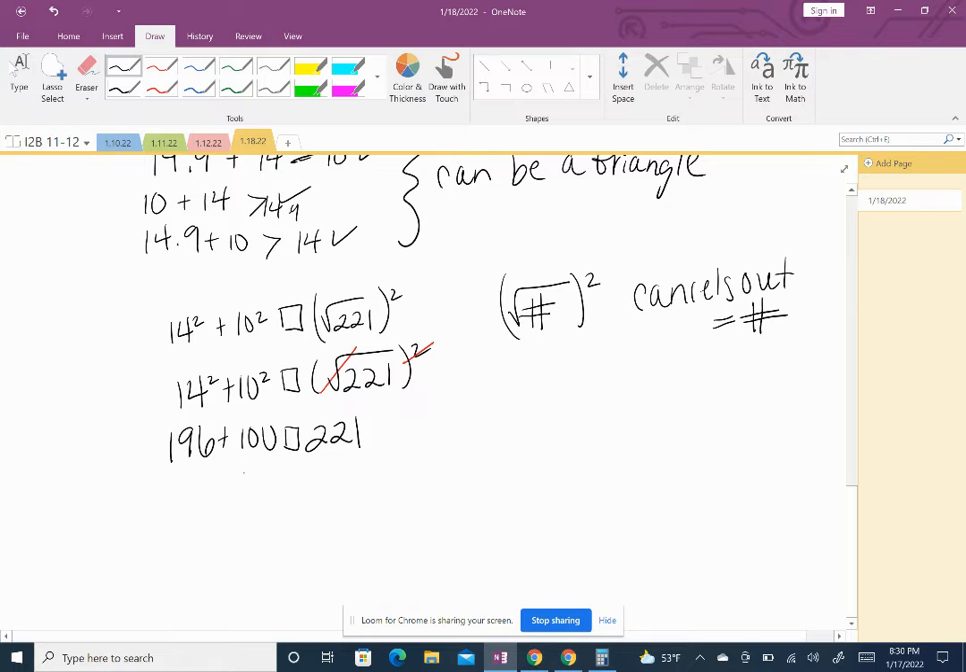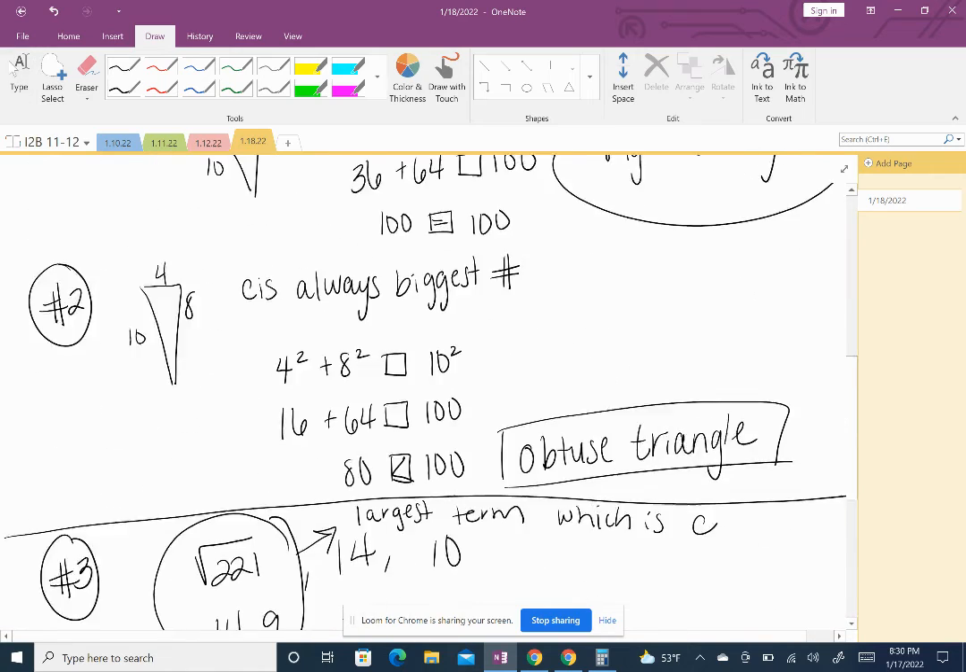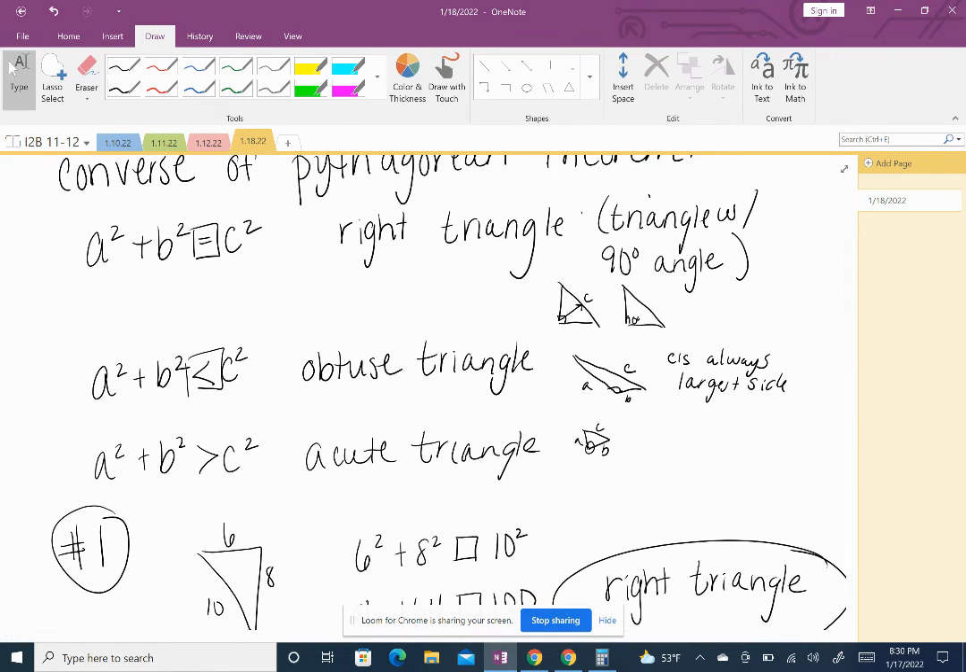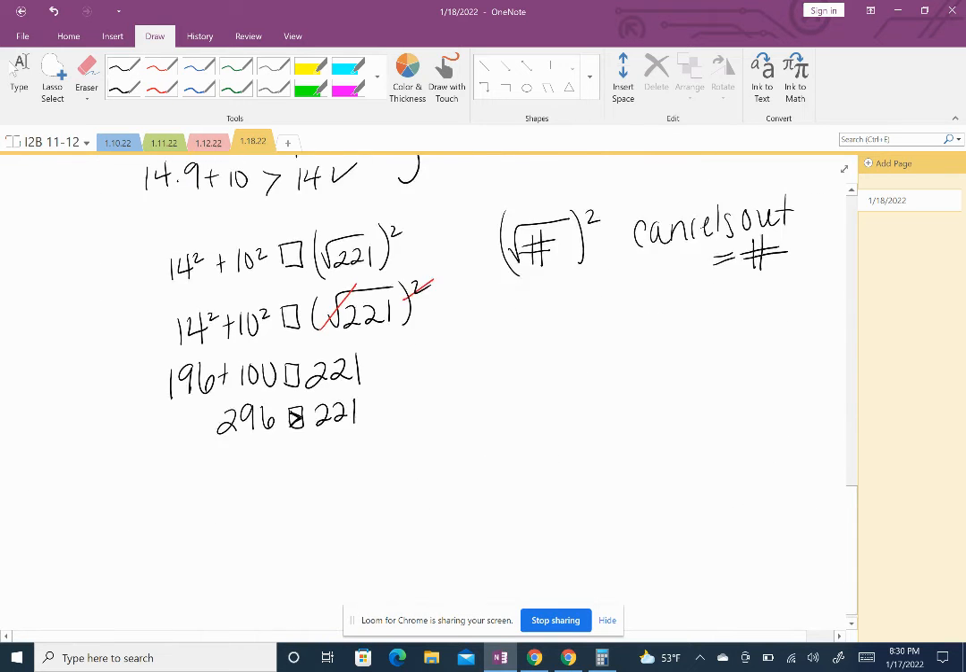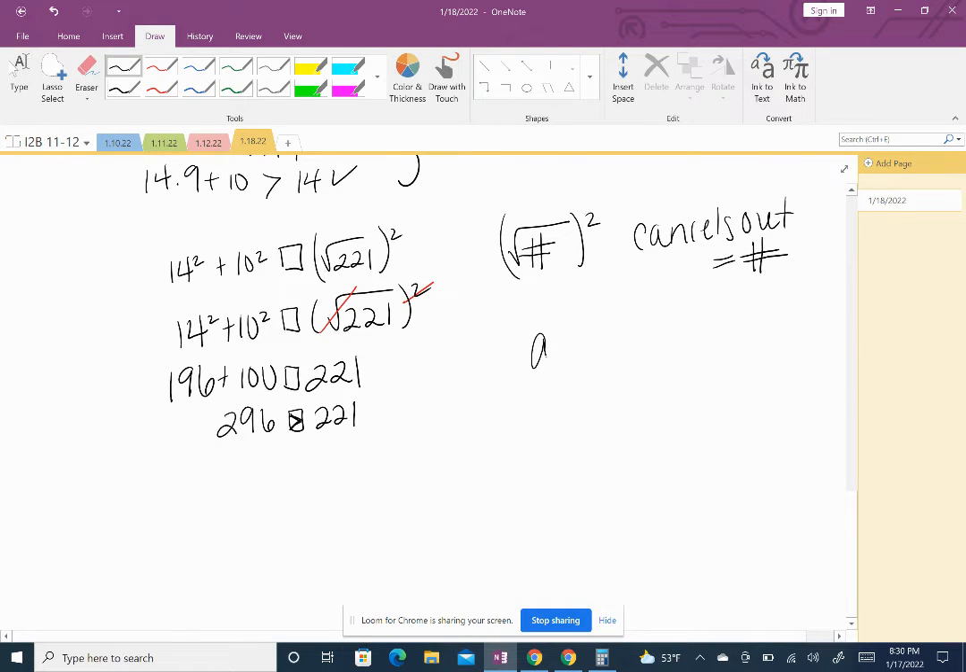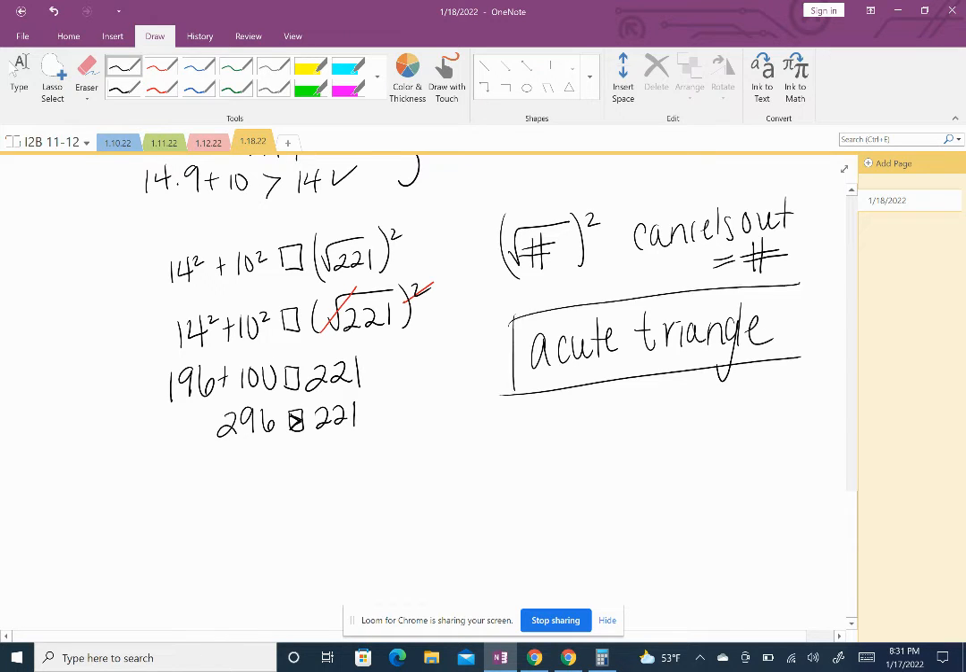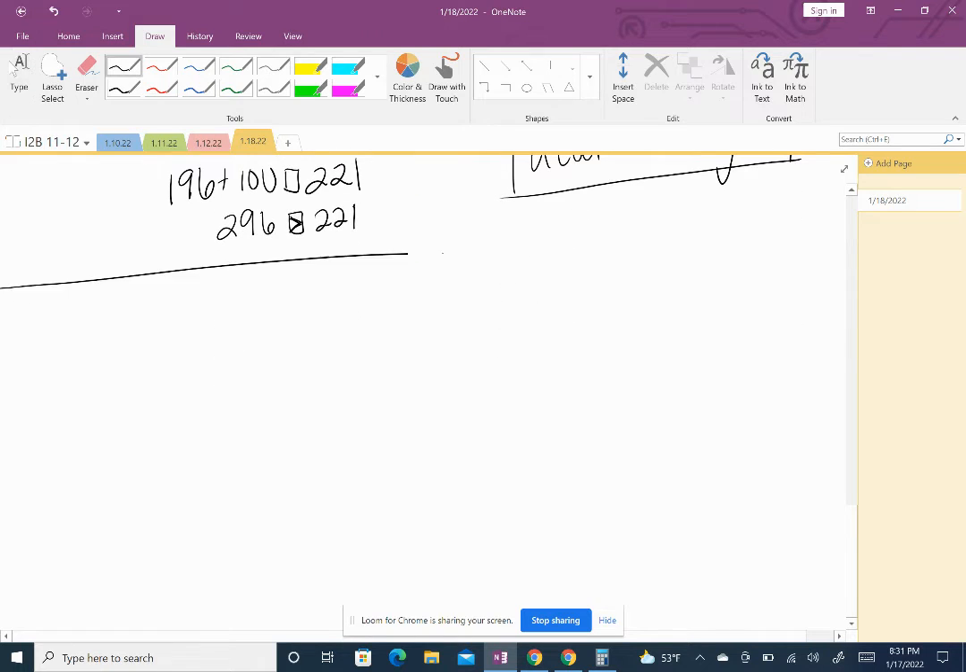Okay, and 196 plus 100 is going to be 296. And 296 is greater. So this A squared plus B squared is greater than our C squared. So we go back to our original. When A squared plus B squared is greater than C squared, it means it's an acute triangle. So I can let you know this is an acute triangle. And that would be your answer: acute. Okay.